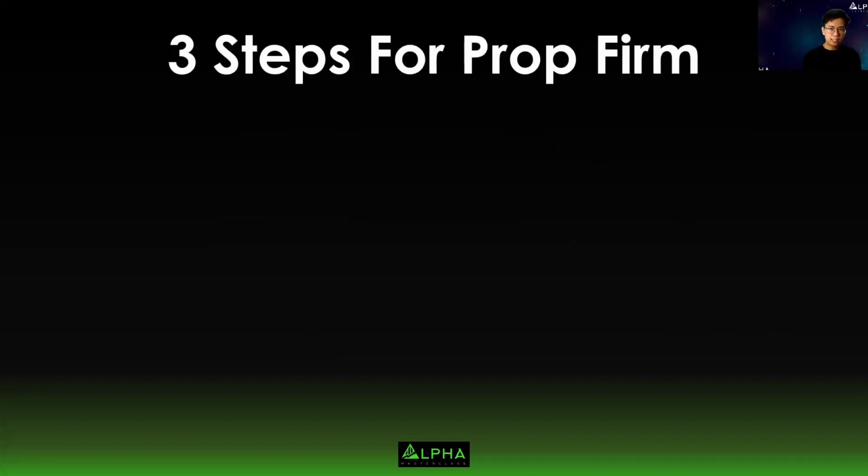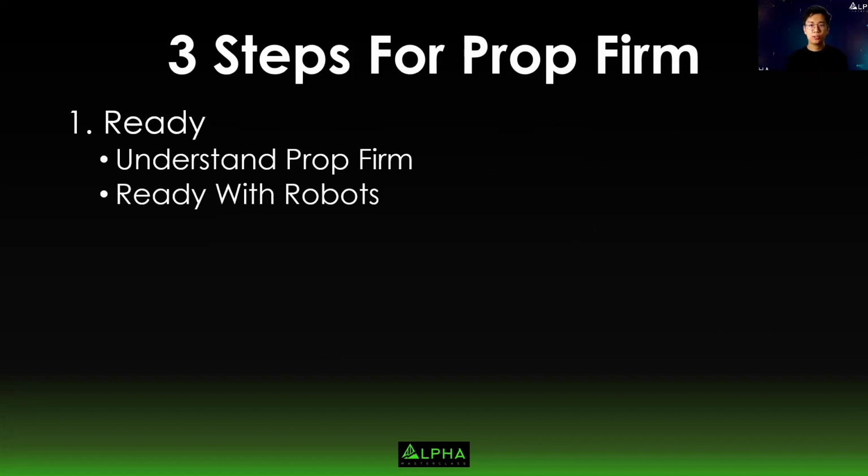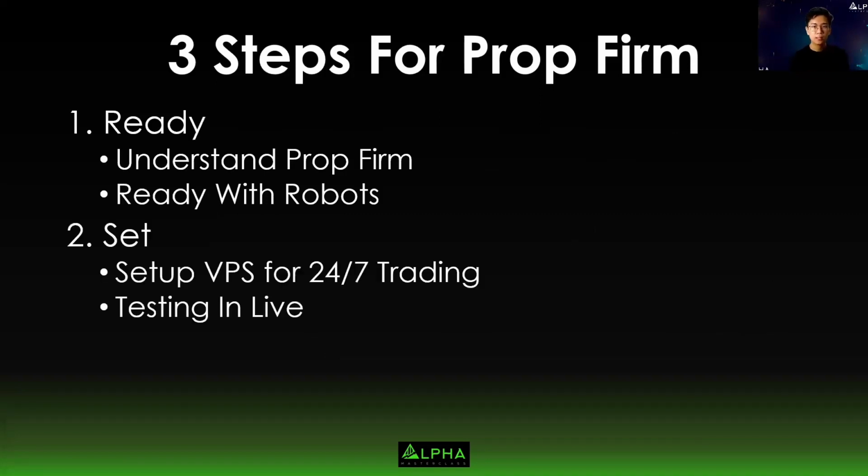To solve the problem, these are the step-by-step. Number one, you need to get yourself ready first. You need to understand the KPIs of the prop firms, how to get funded, and what robot is suitable for them, whether they want full auto, semi-auto, or manual. We need to see what profit is allowed first before we go in, and set the settings accordingly as well.